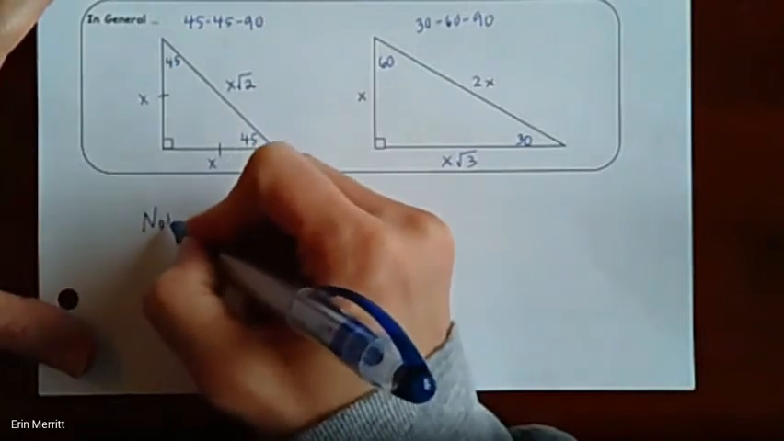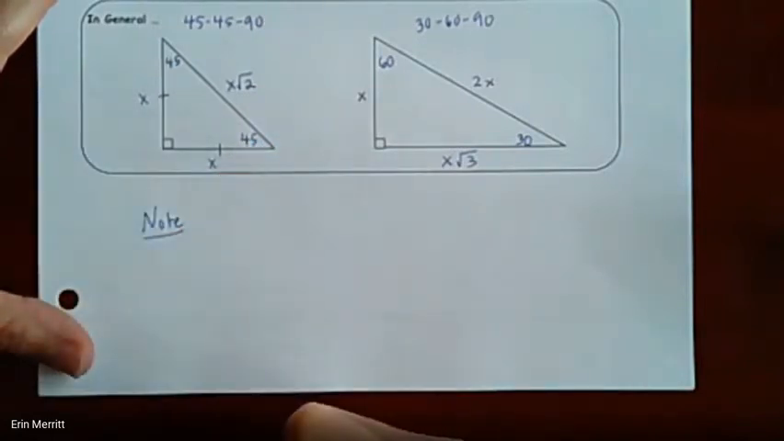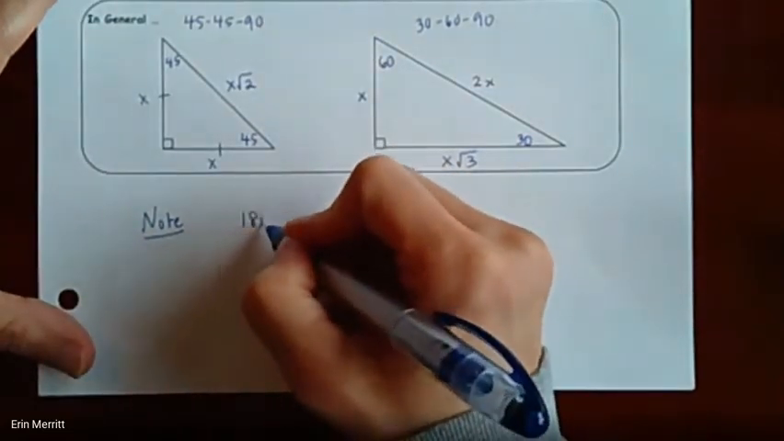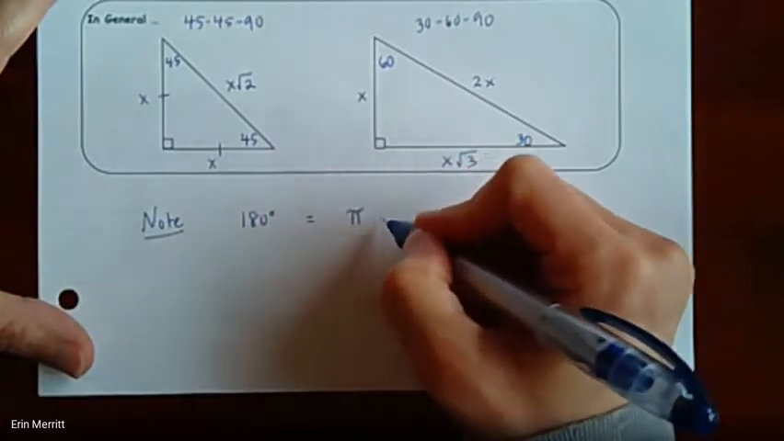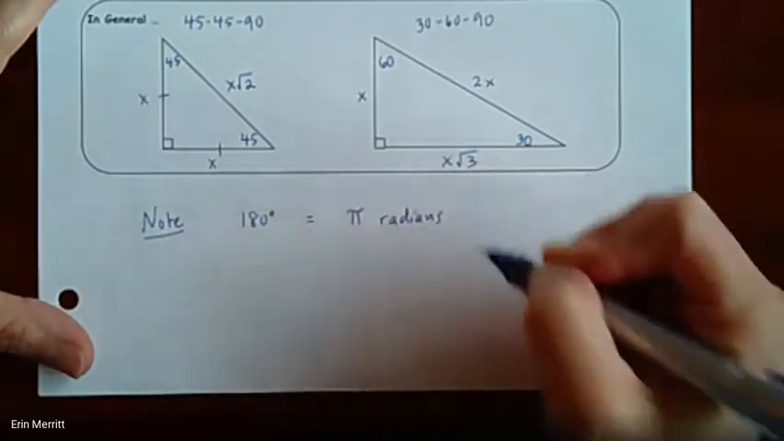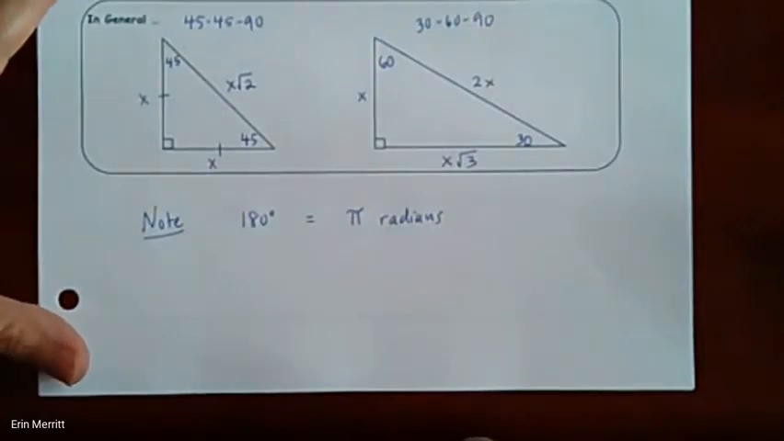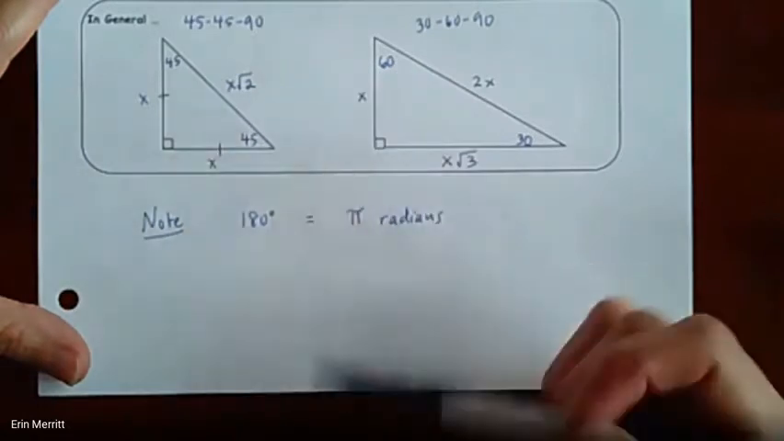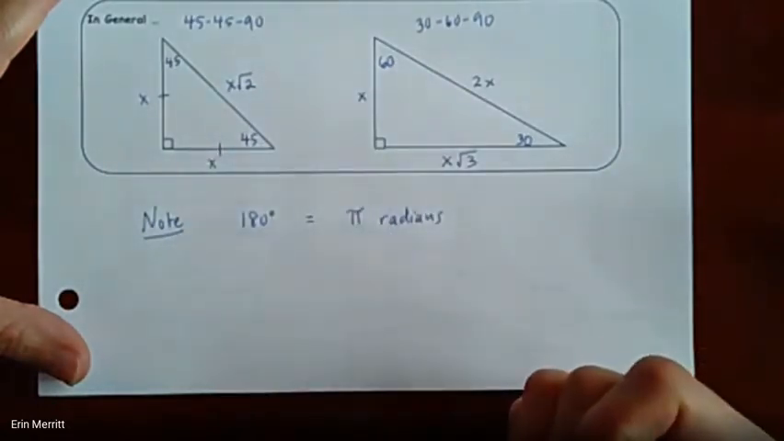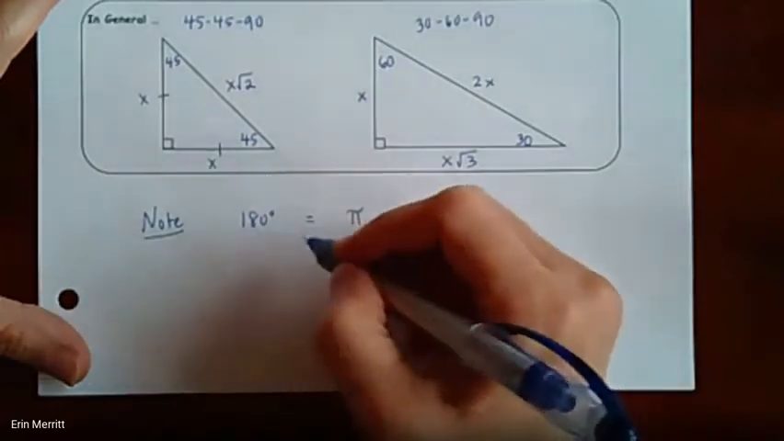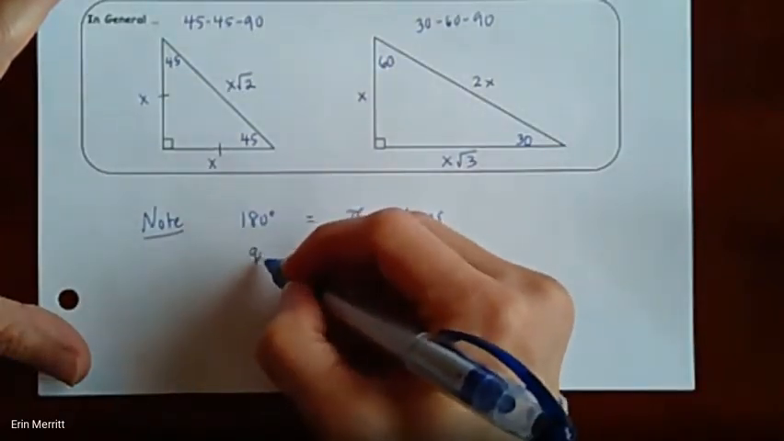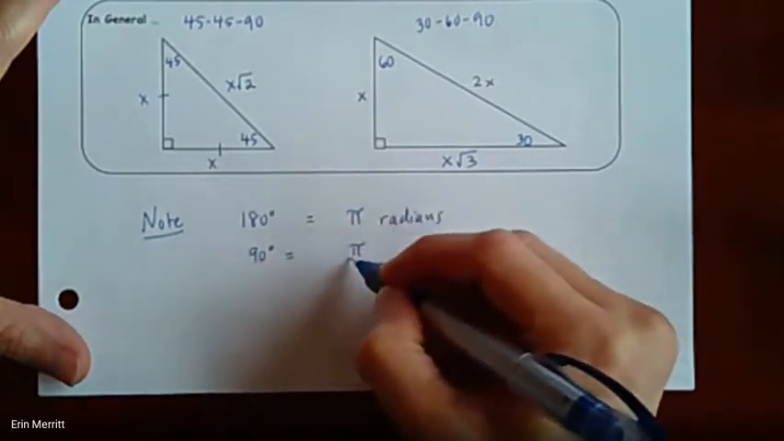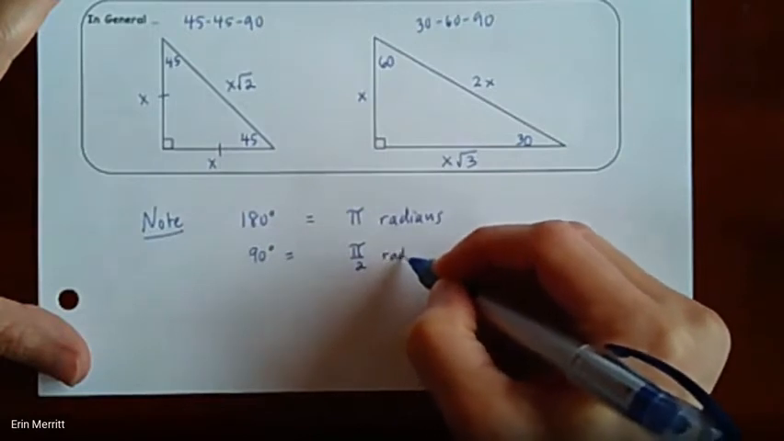So as a little note, yesterday's lesson addressed degrees to radians. Our conversion factor was 180 degrees is equivalent to pi radians. With that being said, all the angles that we just mentioned here, 30, 60, 45, 90, can all be written in terms of radians as well. If I take 180 and divide it by 2 to get 90, I would take pi and divide it by 2. So 90 degrees is the same as pi over 2 radians.